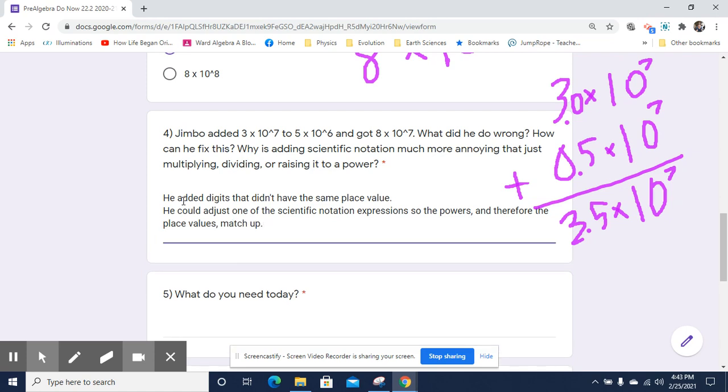Why is it more annoying? I find it annoying because you have to do a lot more fussing with place value, though you might not find it so annoying. I do tend to think that scientific notation is much more useful for multiplication, division, and raising things to a power, but sometimes you will be called upon to add or subtract things. And this is the key issue you're going to deal with, the place value. All right, I'm going to go ahead and stop this, and I hope that was helpful.